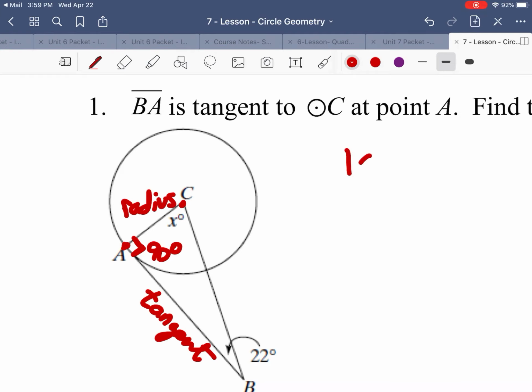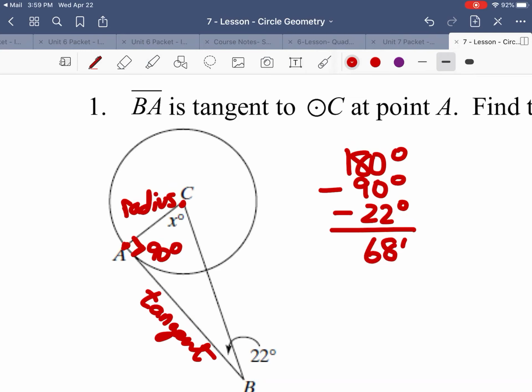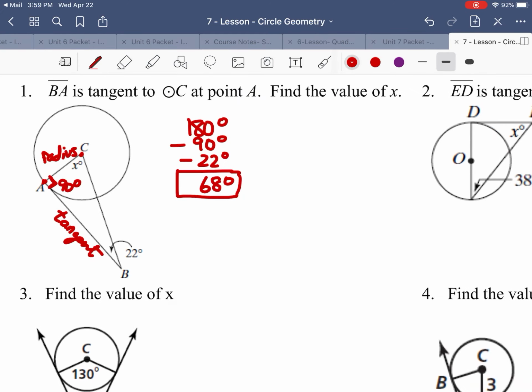So I know that I'm looking at a 90-degree angle here. And I know that there's 180 degrees in a triangle. So 180 minus 90 minus 22. 180 minus 90 is 90. Minus 22 is going to be 68 degrees.